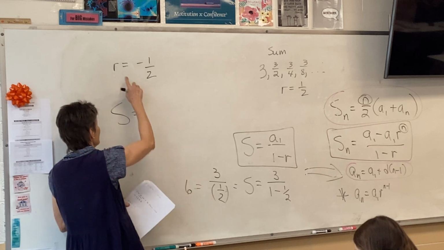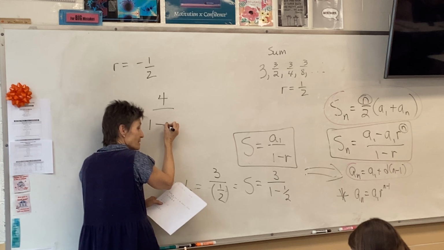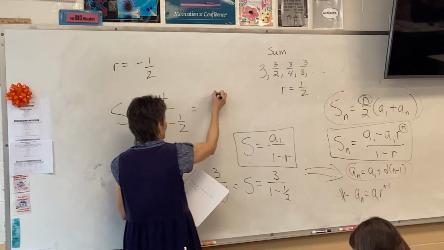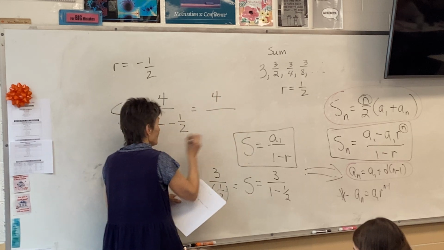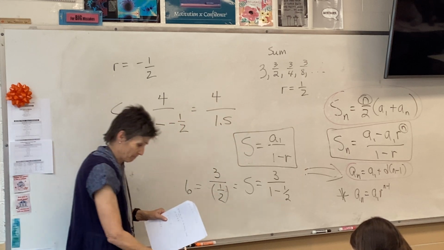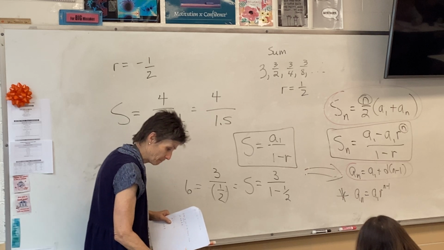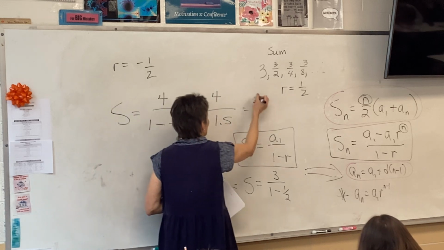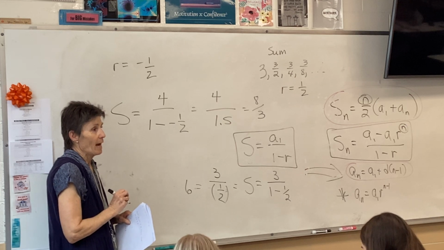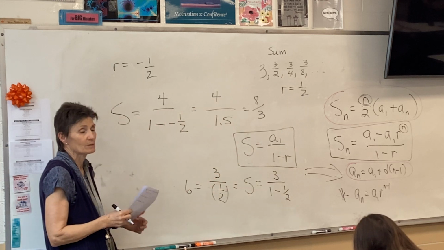So what is your sum? The first term is 4 divided by 1 minus negative 1/2. So be careful. 4 divided by 1.5. And what is that? Let's fraction it. 8/3. I divided it and got a decimal that went on forever, so I hit math frac and got 8/3.